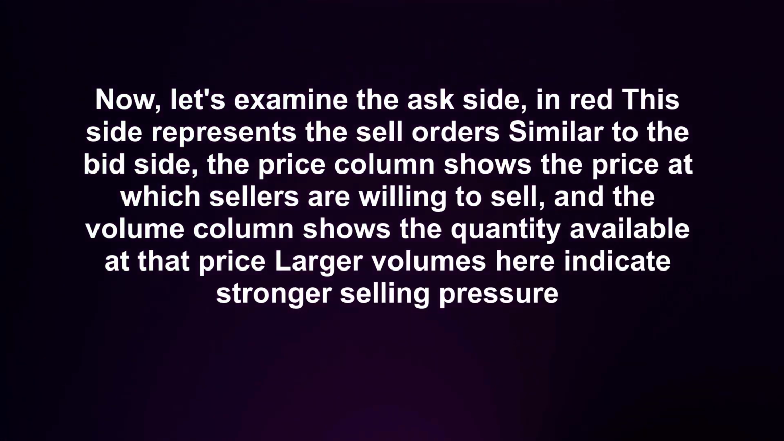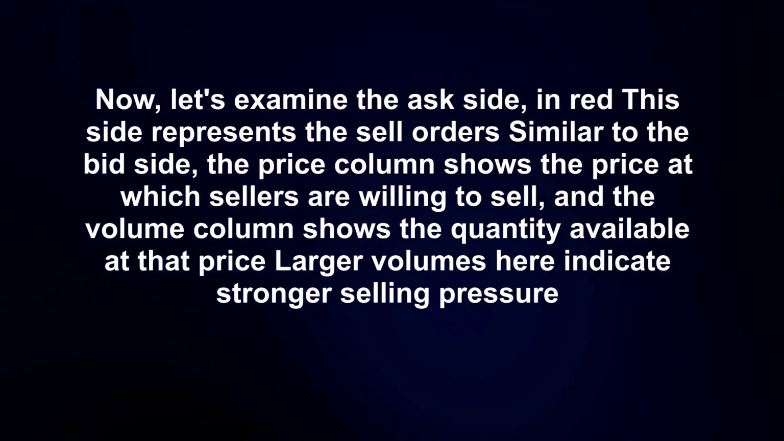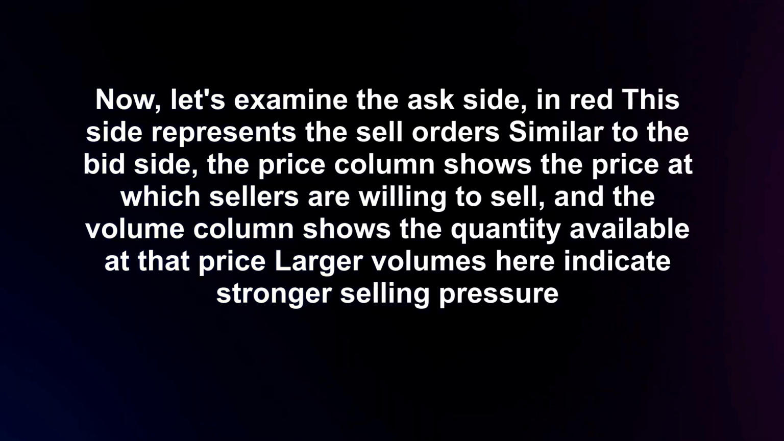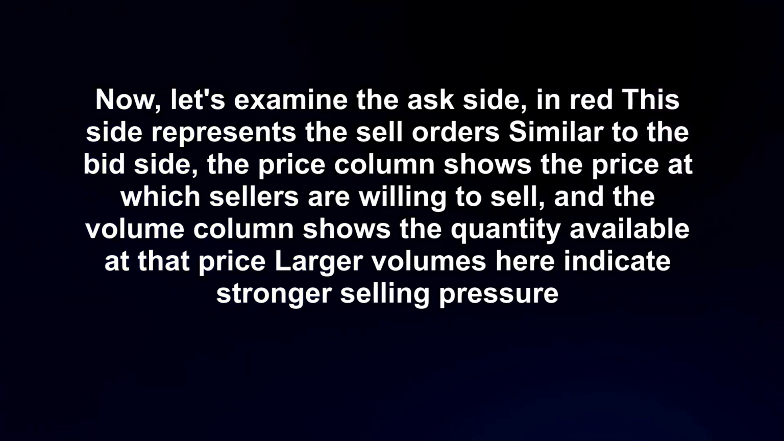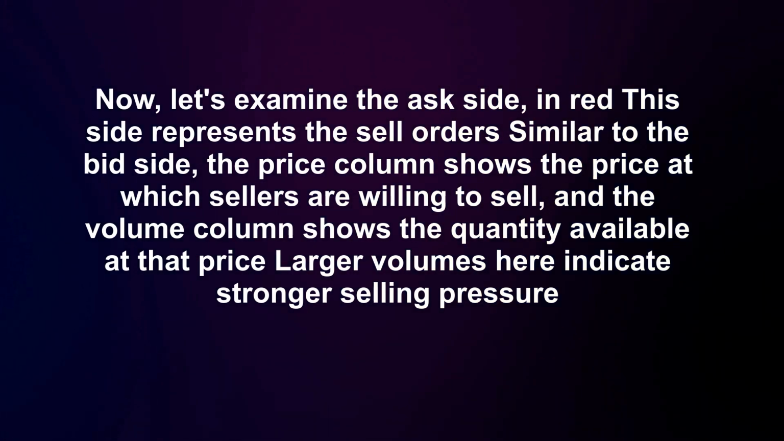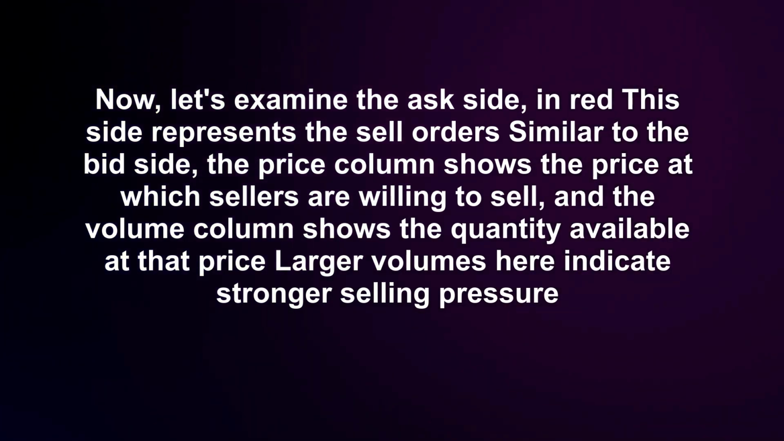Now, let's examine the ask side. In red, this side represents the sell orders. Similar to the bid side, the price column shows the price at which sellers are willing to sell, and the volume column shows the quantity available at that price. Larger volumes here indicate stronger selling pressure.